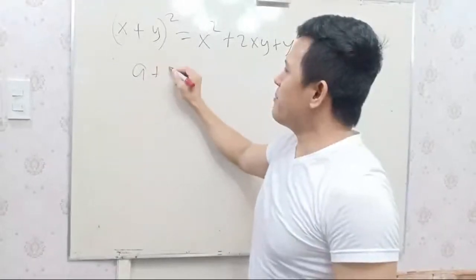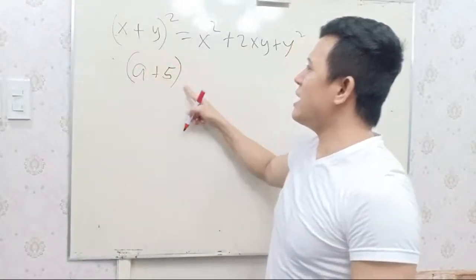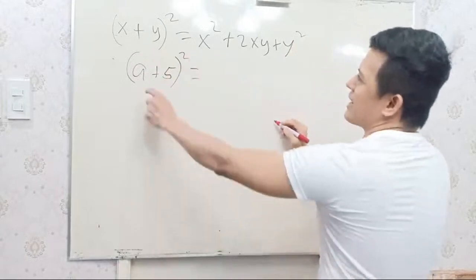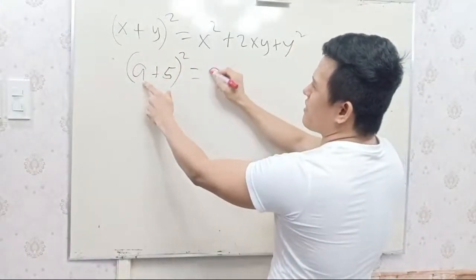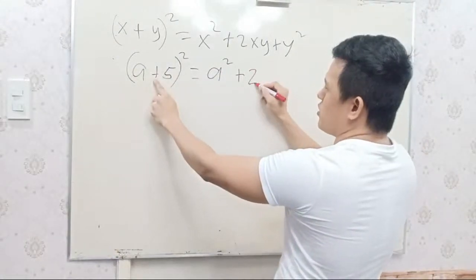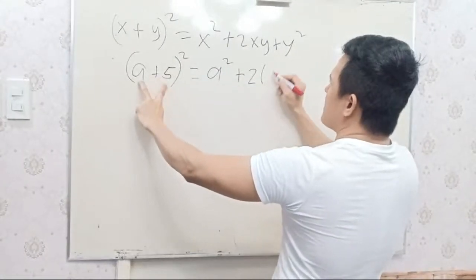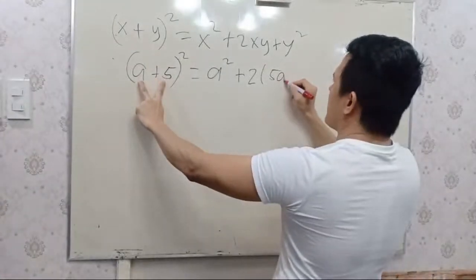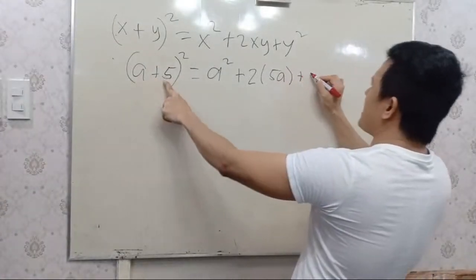Let's say a plus 5, okay, a plus 5 squared. How much is that? Again, square the first. We have a squared. Copy the sign. You put 2 times, multiply them, that is 5 times a, okay? Plus, square the last, which is 25.